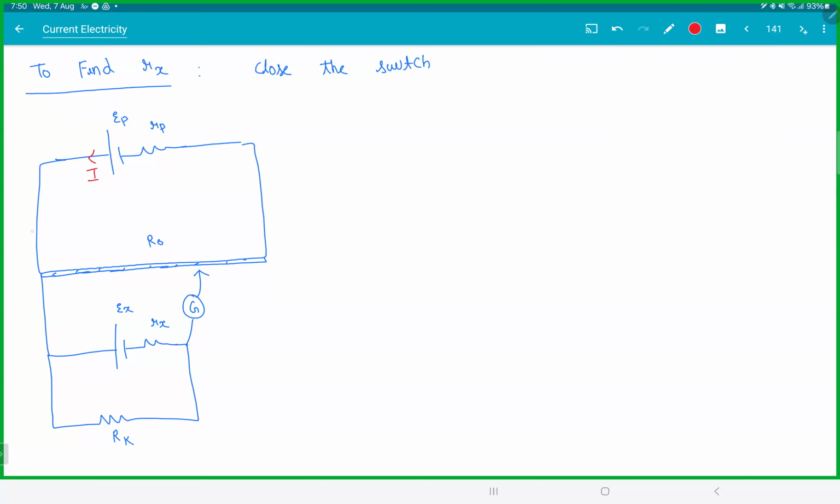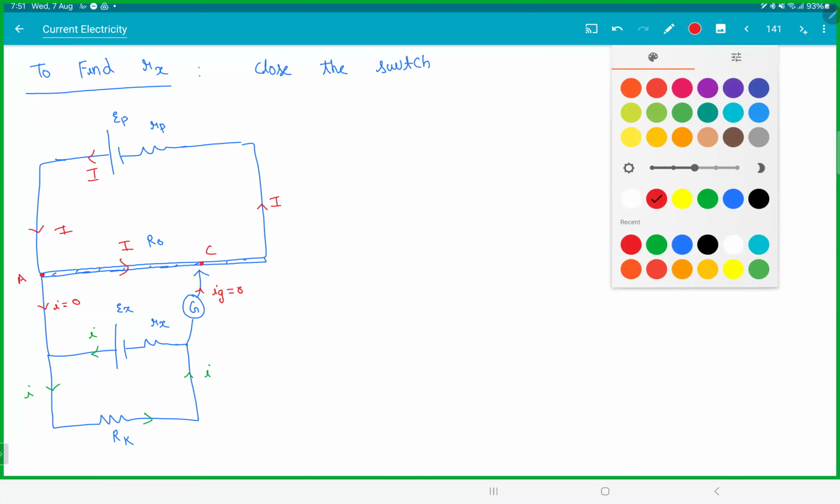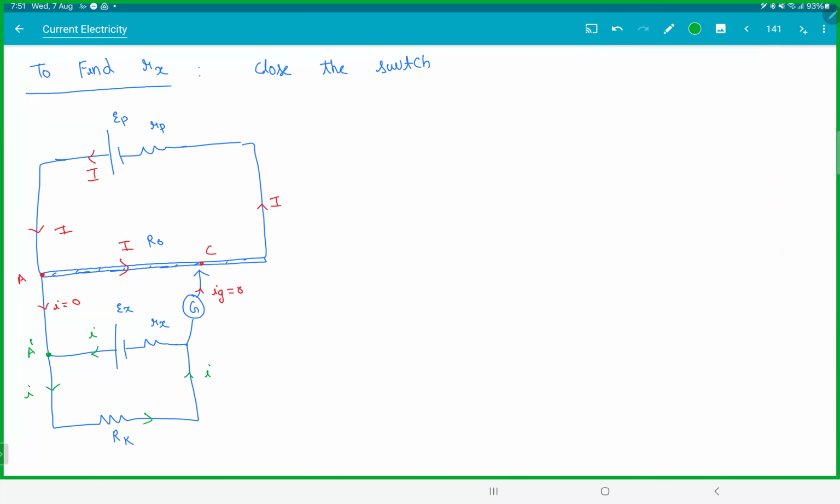So here the current I will flow like this. All the current will go in this only. When the bridge is balanced, current in the galvanometer is 0. So this current is also 0. This battery will produce its own current I, and that will flow in its own branch. So basically both the circuits will behave independent of each other. Let this point be A, let this point be C. Let this point be A dash, let this point be C dash.